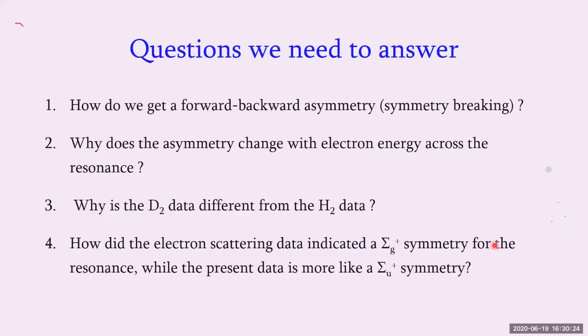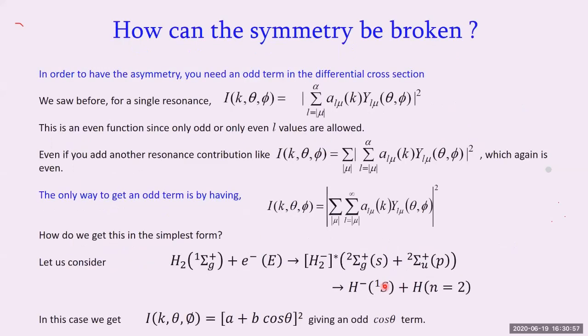So the question we need to answer is, how do we get a forward-backward asymmetry, or rather the symmetry breaking, for a homonuclear molecule like H2? Why does the asymmetry change with the electron energy across the resonance? Why is the D2 data different from the H2 data? How did the electron scattering data indicate a Σg+ symmetry for the resonance, while the present data is more like a Σu+ symmetry? So we are trying to find the answers to this in the rest of the talk.